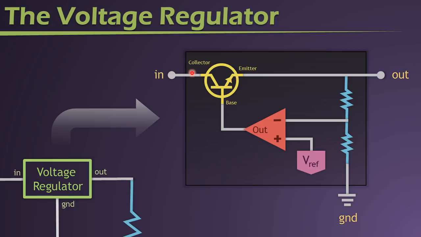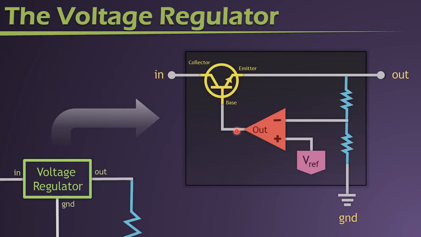Then the output of this op amp is going to force more current into the base of this transistor to allow for a greater collector emitter current. And when there's a greater collector emitter current, then there will be a greater voltage across the load, and a greater voltage will appear at the top of this resistor, and thus it will stabilize again at 5 volts up here, and it will get 2.5 volts up here.